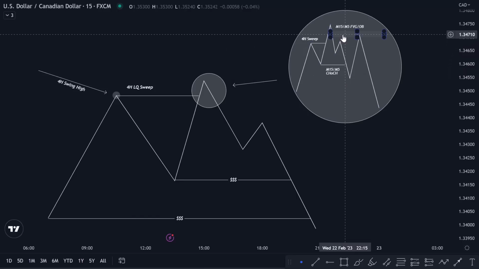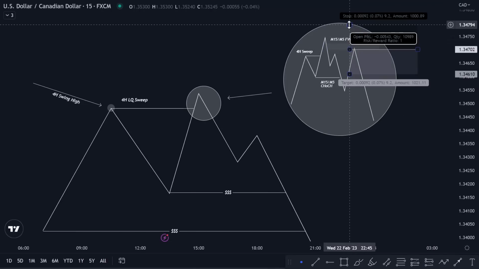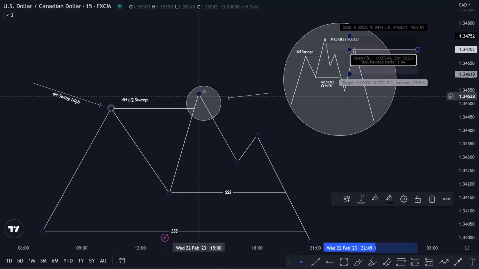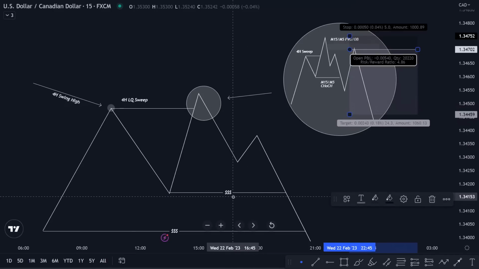Then after that, same on the 15 minutes or in the 5 minutes, we're going to look for a fair value gap or a 15 minutes or a 5 minutes order block. Enter from there. You see here, we have this short opportunity. So we enter from this fair value gap. We're going to have our stop loss just above this swing high. This one right here is same as this one. And then we're going to target the liquidity, which is right here and right here.